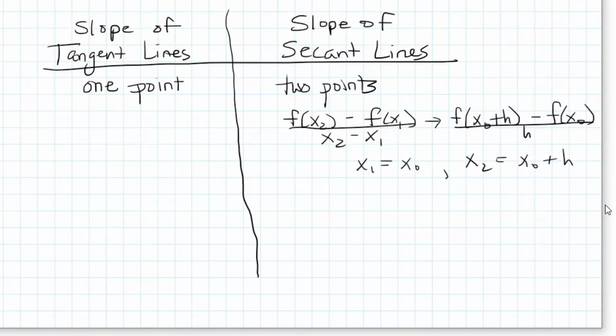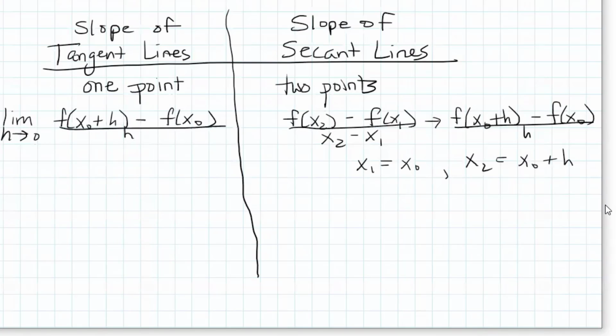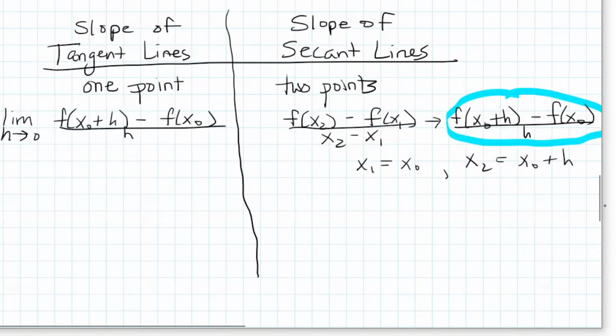Now for a tangent line, we have to take the limit of all the secant lines as the distance between the two, h, is getting smaller and smaller. So that's going to be the limit of f(x0 + h) minus f(x0) over h. Now we call this quantity here the difference quotient.